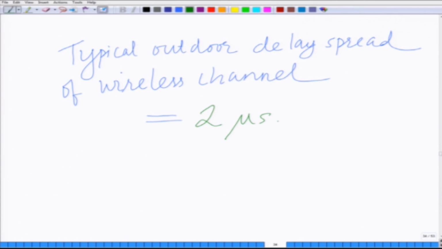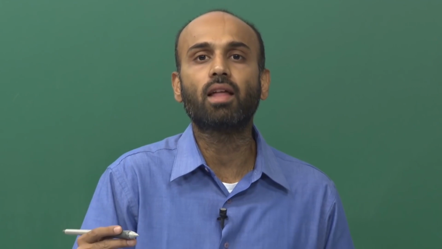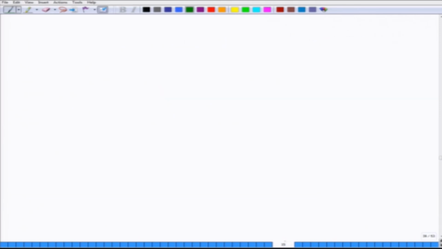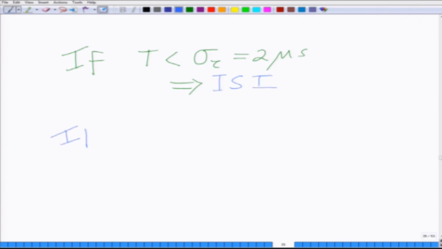And now we had seen that if the delay spread is greater than the symbol time, then there is going to be inter-symbol interference, which means if T is less than sigma tau equal to 2 microseconds, it implies there is going to be inter-symbol interference. If T on the other hand is greater than sigma tau equal to 2 microseconds, then that implies there is going to be no inter-symbol interference, and this is an important aspect.